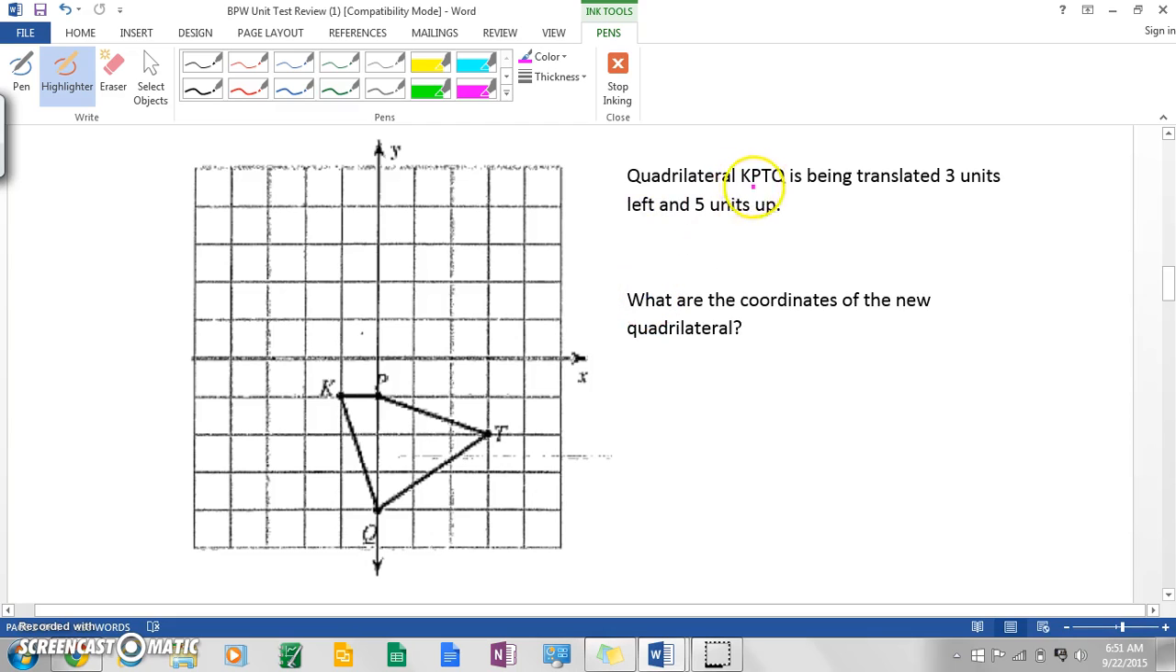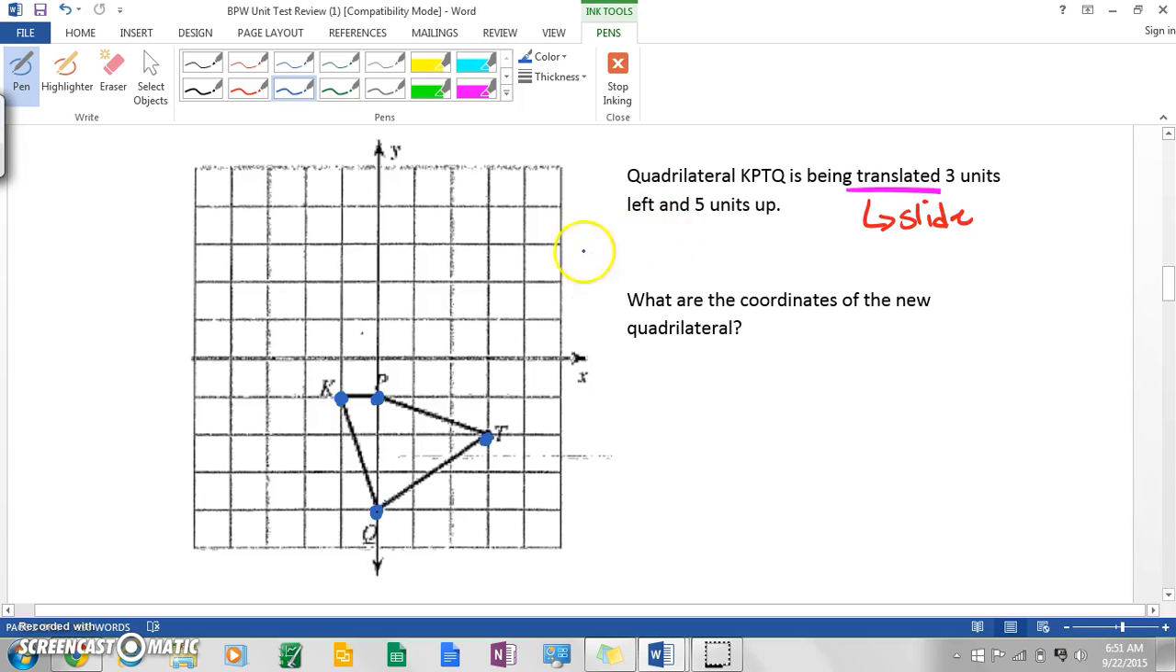Here, quadrilateral KPTQ is translated. Alright, so we know translate is going to be a slide, 3 units left and 5 units up. Remember, when we're performing a translation, all of the units have to move in the same fashion. So all of the units have to move 3 units left and 5 units up.